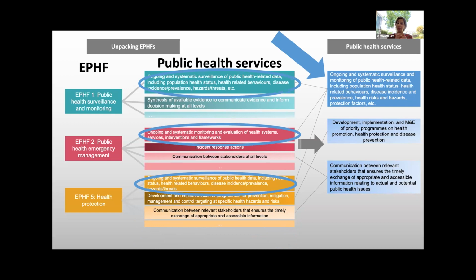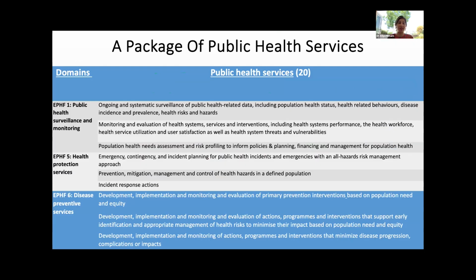complicated. So that led to the first block on the top right-hand corner, which says ongoing and systematic surveillance and monitoring of public health data, including population health status, health-related behaviors, disease incidence and prevalence, health risks and hazards, protection and protective factors, which really takes all of those different EPHF public health services into account and consolidates them into one.